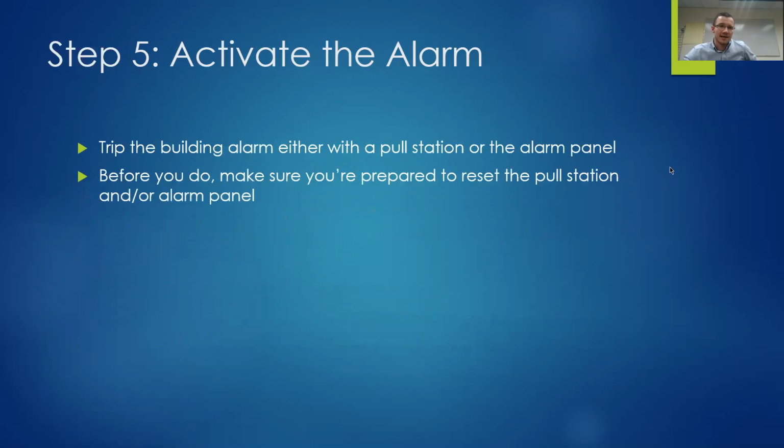Step 5, activate the alarm. So you want to trip the fire alarm either at the pull station or at the alarm panel. Before you trip the alarm, make sure that you're prepared to reset the pull station and/or alarm panel. Some of the pull stations require a hex key or a different kind of tool to put it back together. So just make sure you have that before you trip the alarm. You don't want to be in a situation where the alarm's going off and you can't reset the pull station because you don't have the right tool and you have to run around finding it.